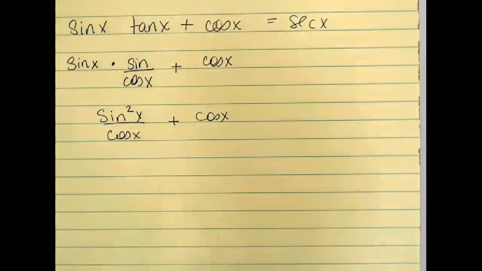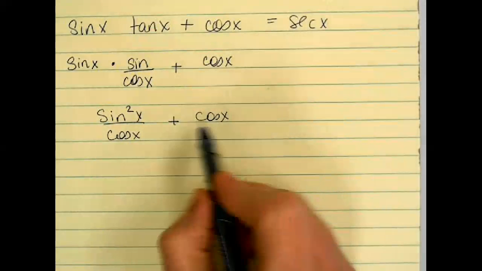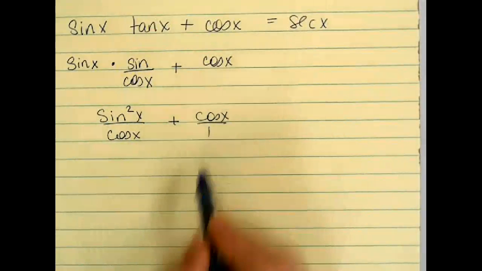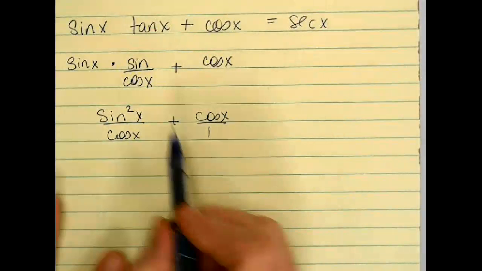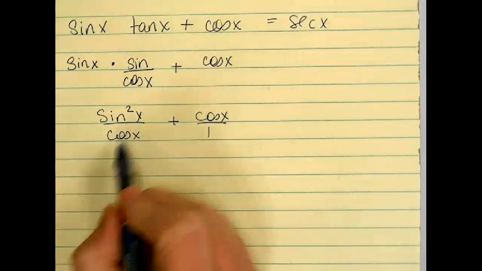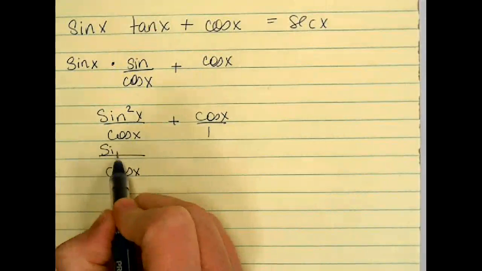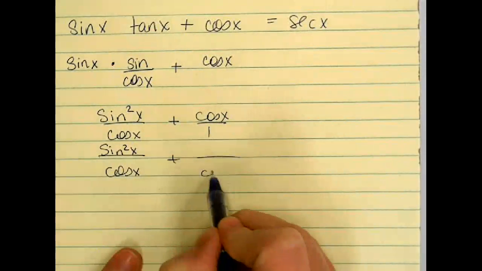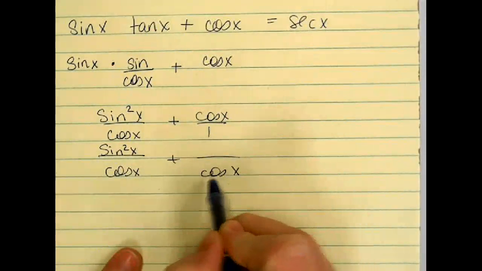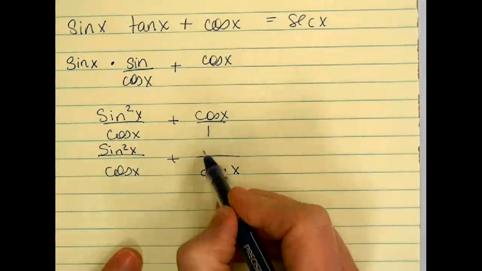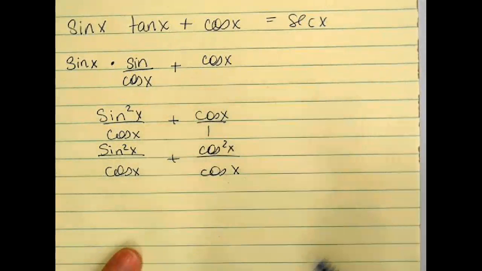So I'm going to do another fraction technique, and I'm going to get a common denominator. This really has a denominator of 1. So the common denominator for these two fractions is cosine x. The first one doesn't change. To get this one to say cosine x, I'm going to have to multiply the bottom and the top by cosine x. So it gives me this in the top.